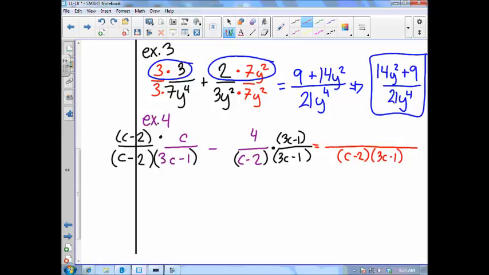But yeah. Okay, so we're going to just write what we have starting on the left. We have c minus 2 times c. Some of you will be good enough that you can skip this middle step, but for right now we're going to write it. What's the operation? Subtract, and then 4 times 3c minus 1. Now what do we do?